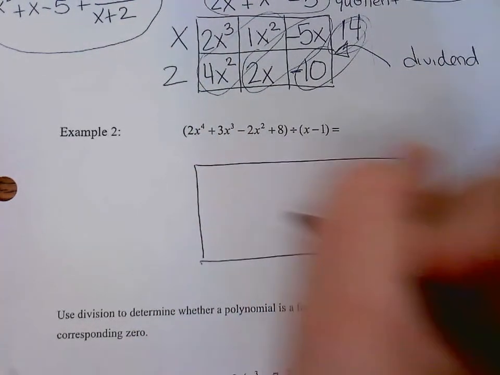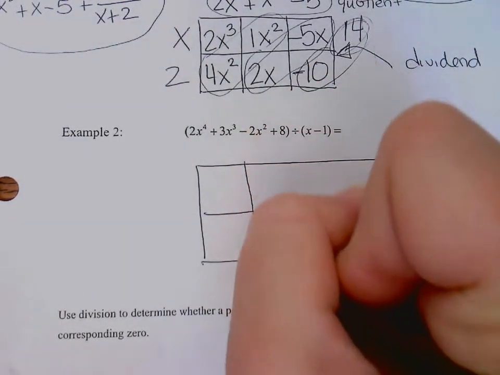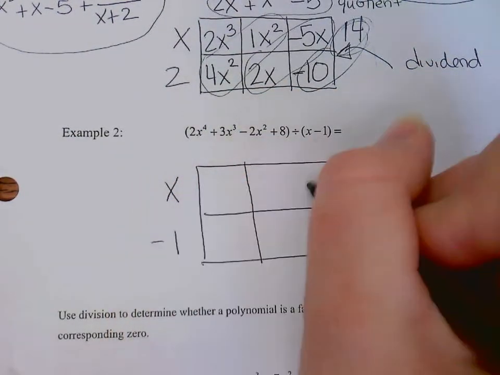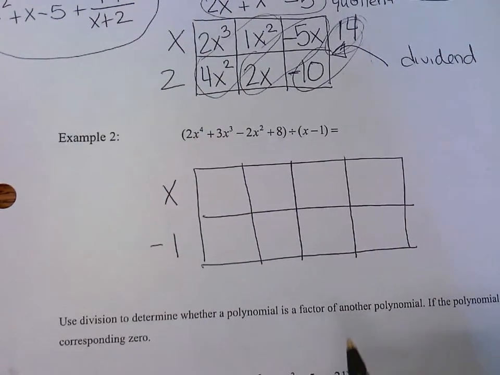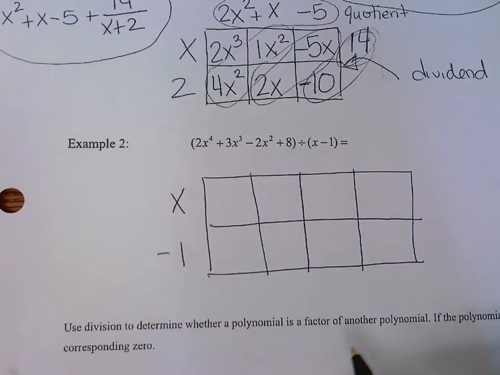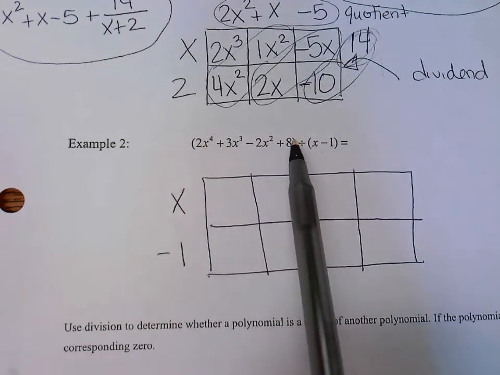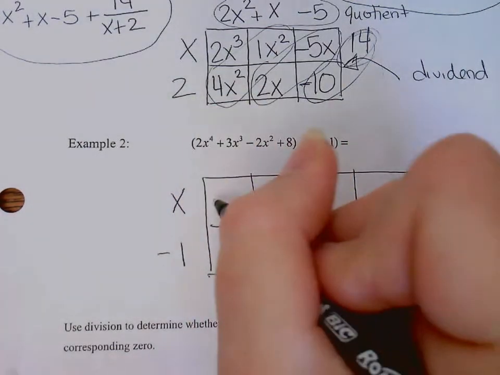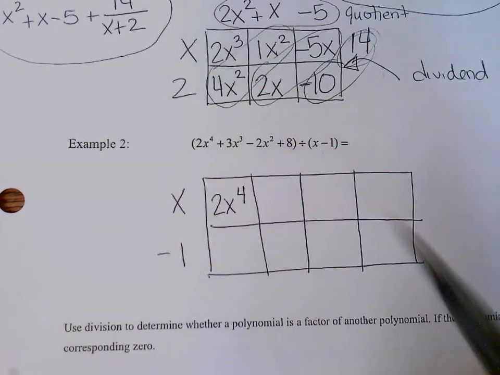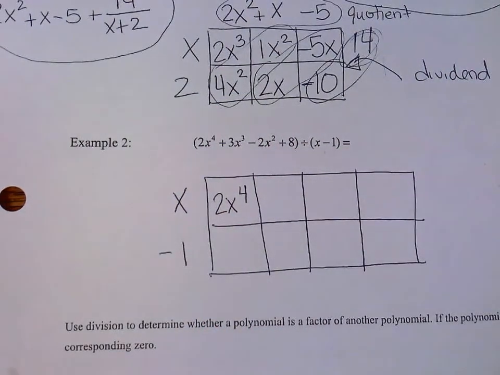So the x minus 1 goes on the outside of the box. I don't know how many boxes I'm going to need. I make sure that my dividend is already in standard form so it doesn't mess me up. So it's in standard form, so I can put 2x to the 4th in the first box. Follow along maybe on this one more time, and then I'll let you try example 3 on your own.